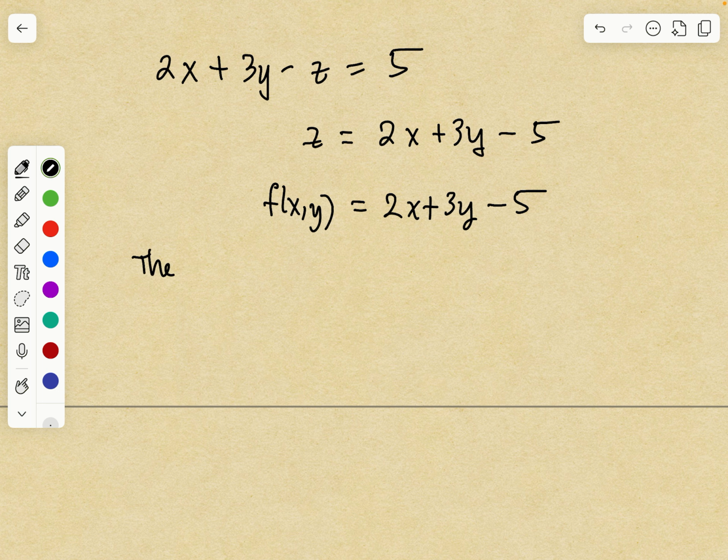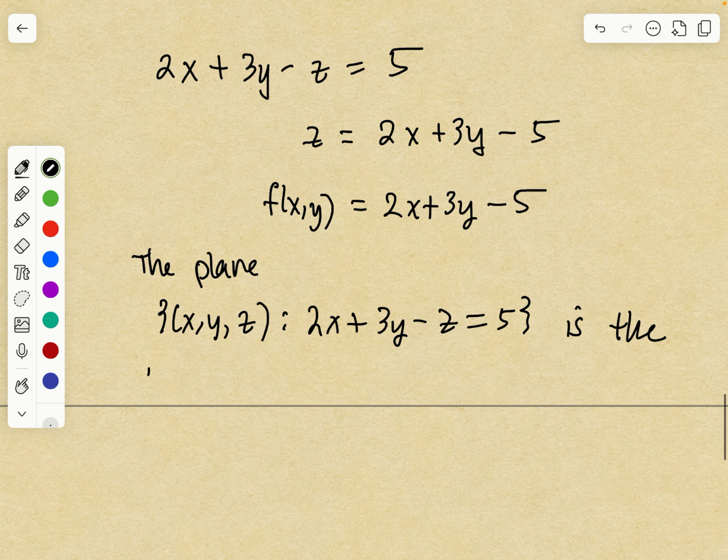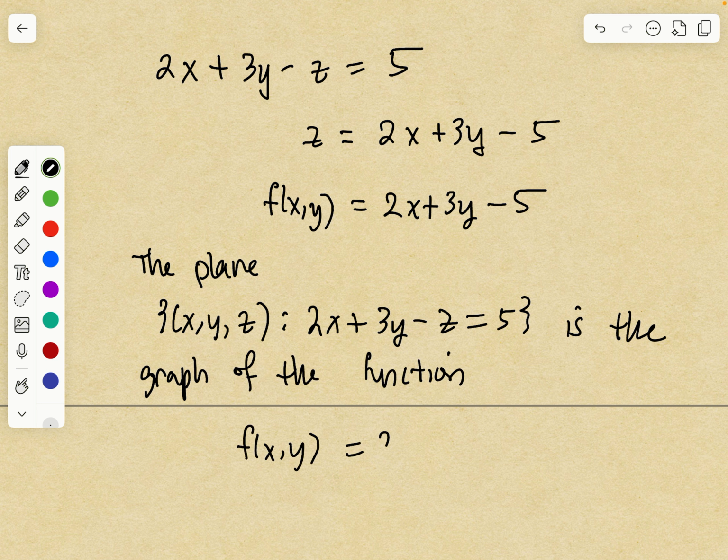And the plane, which consists of all x, y, and z that satisfy the equation 2x plus 3y minus z equals 5, is the graph of the function f of x, y equals 2x plus 3y minus 5.